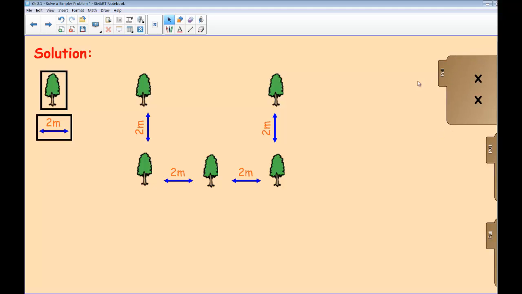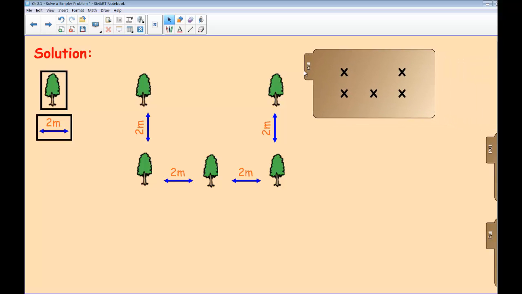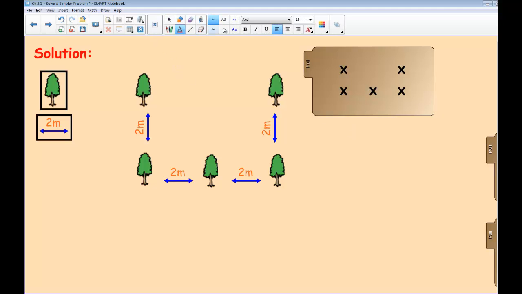Now, a very simplified diagram of this situation might look something like this. So in this scenario, I've got a total border length of, we said, 8 meters, and I used 5 trees.